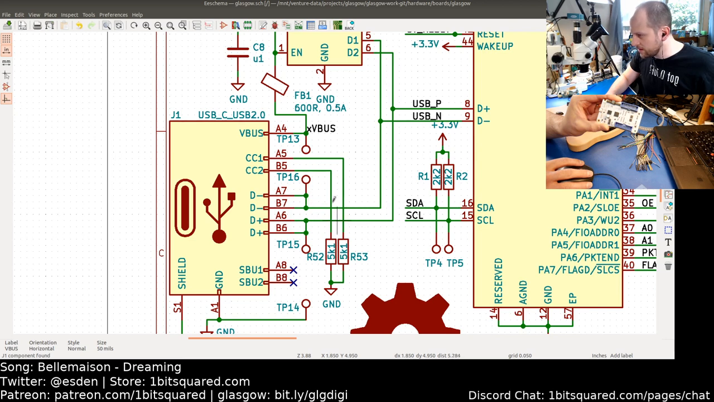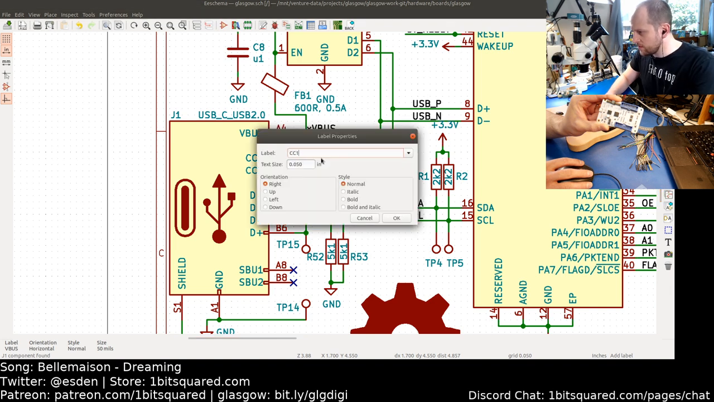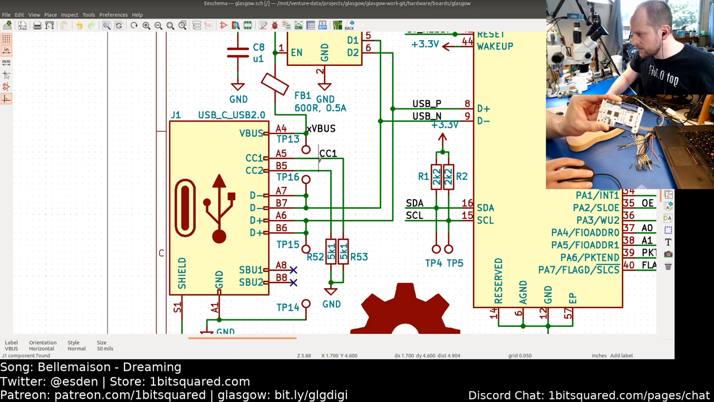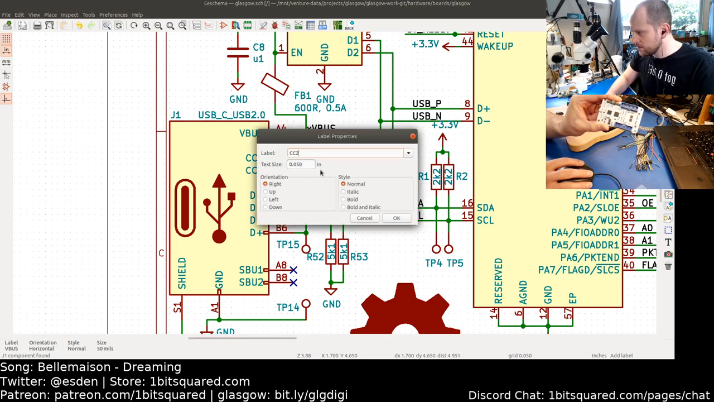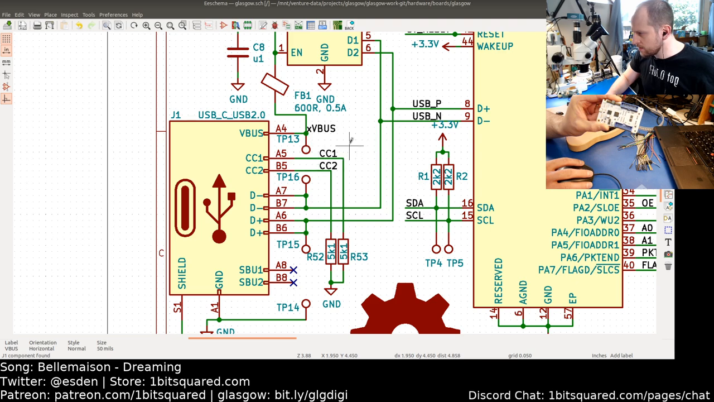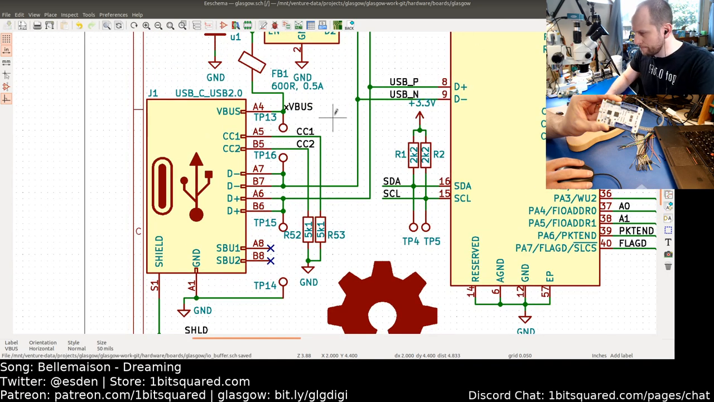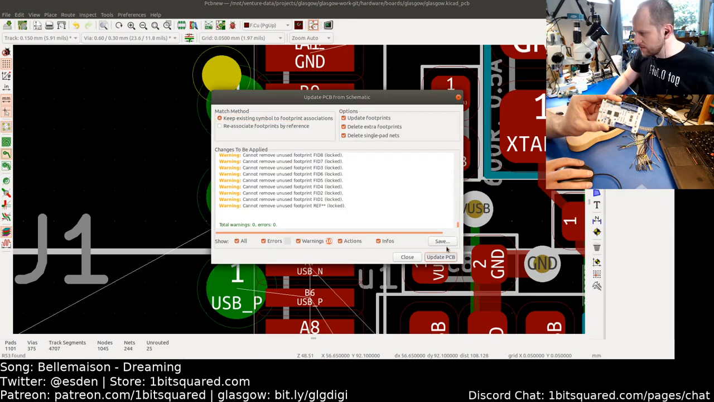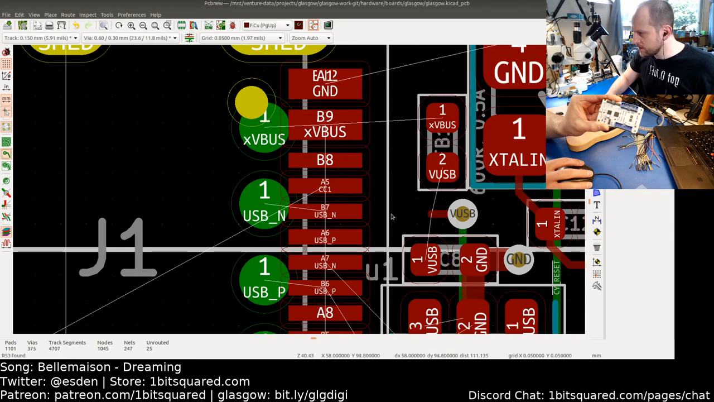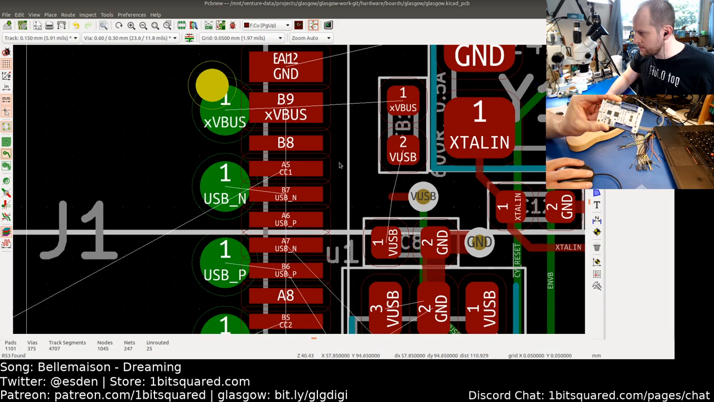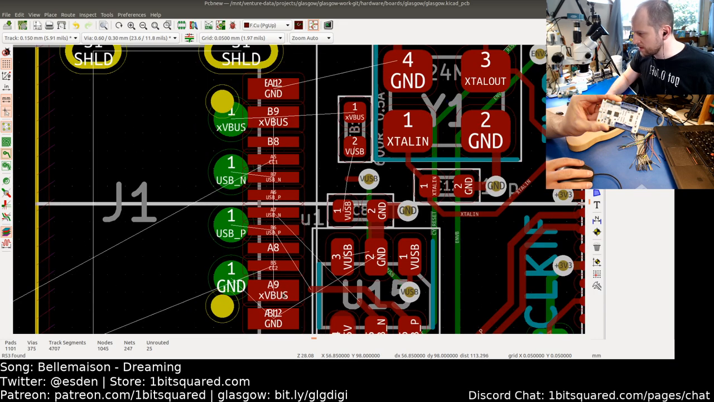Does this need labeling here? Yes, this needs labels: CC1 and CC2. That should do this. And then we have shield. Okay, cool. Then F8, update PCB, close. There we go, XVBus, VBus. Yep, so that is correct. They are connected together. So that will be fun. Have to figure out how to connect this all.